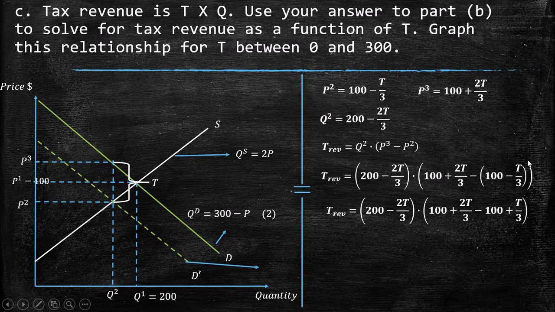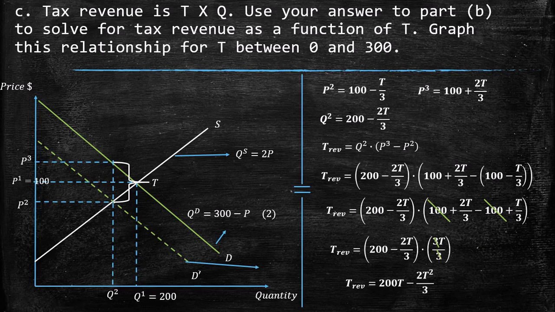I'm just going to operate. In the first one, I multiply this minus with the parentheses. We take care because this changes: minus times minus is going to be plus. This cancels out, and I have this one. This is the same denominator, so we have 2t plus t, which is going to be 3t. I just divided 3 over 3. I simplify, and I have this one: 200 times t, and minus 2t over 3 times t is going to be this. So now we have the function which makes a relationship between t and the tax revenue.